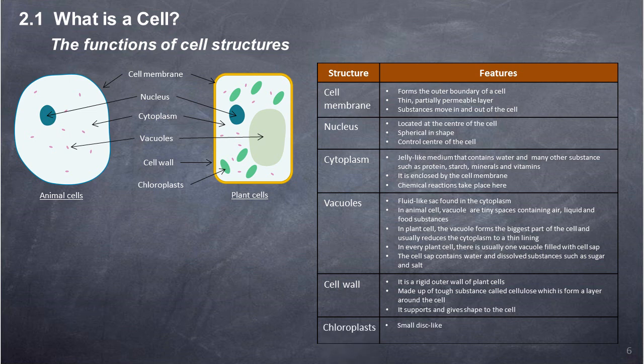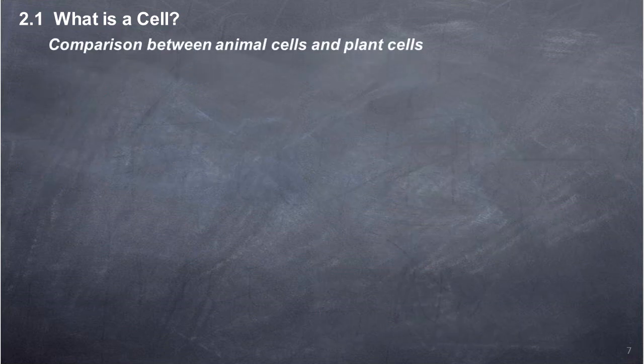Chloroplasts. Small disc-like structures found in the cells of green plants. They contain a green pigment called chlorophyll. Comparison between animal cells and plant cells.